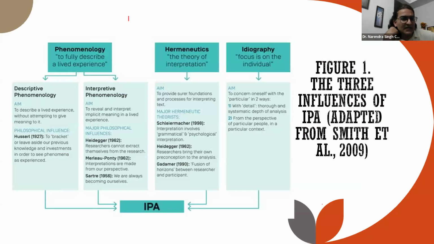Now, there is descriptive and interpretative. To describe a lived experience without attempting to give meaning to it is descriptive, while interpretative is to reveal and interpret implicit meaning in lived experiences. So it all depends whether you are using hermeneutics or ideography. Hermeneutics is the theory of interpretation, and ideography is largely focusing on the individual. So this is what largely we are doing, with a thorough and systematic depth of analysis, and then we move ahead.